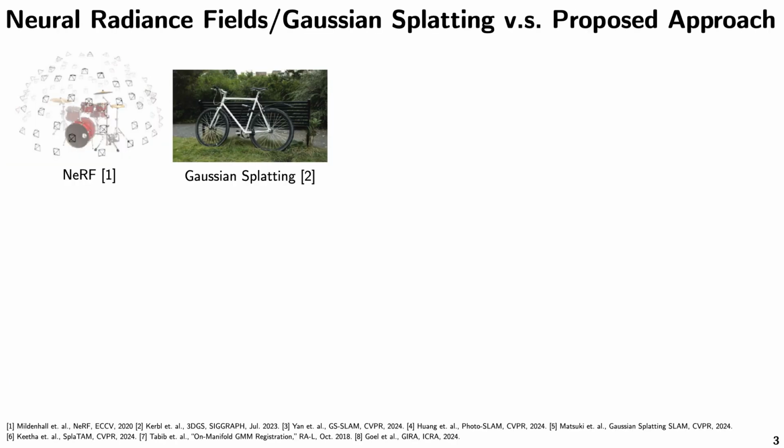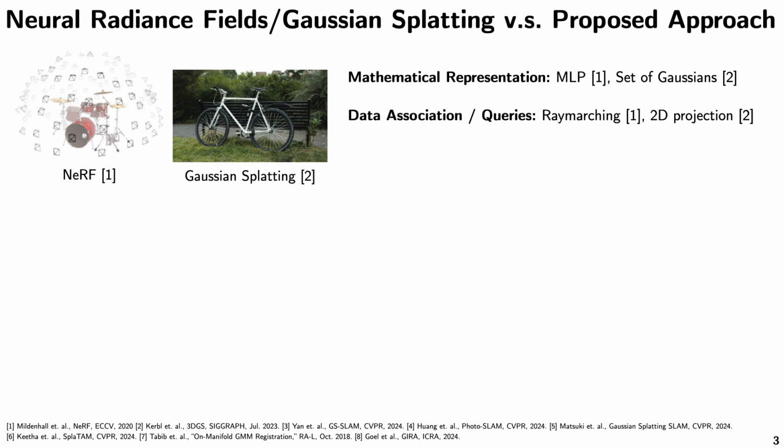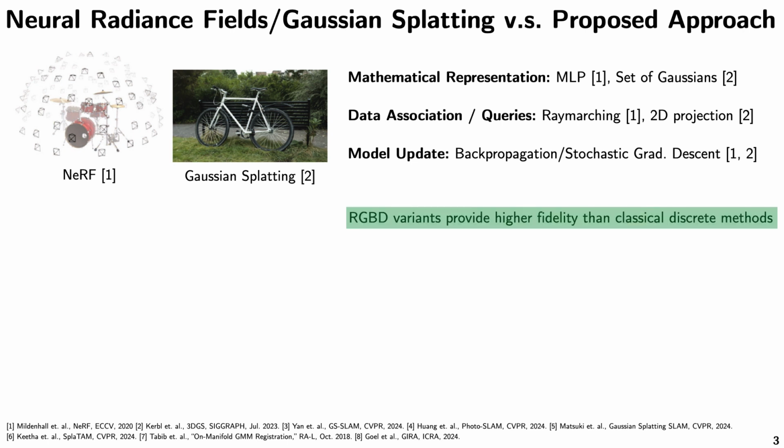Recent advances come to mind, such as neural radiance fields and Gaussian splatting. These methods mathematically represent the environment with either a multilayer perceptron or a set of Gaussians. They perform data association and queries using either ray marching or a 2D projection of ellipsoids, and they update the model using backpropagation and stochastic gradient descent. The RGBD variants of these methods do provide a higher fidelity compared to classical discrete methods for mapping.